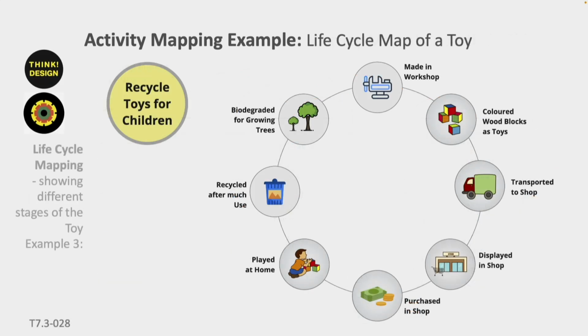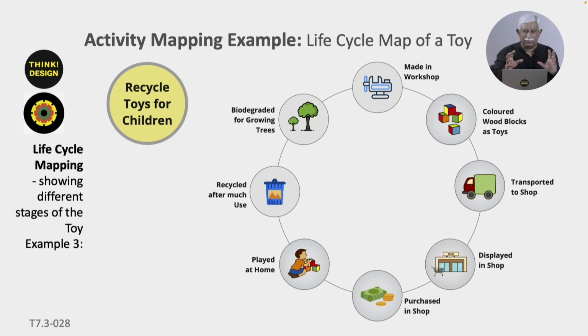Let's have a look at the life cycle map of a toy. You can start anywhere because it's kind of circular from what you see here. If you start with the trees, it's taken to the workshop, machined and colored and made into wooden blocks, and these become toys for children, which is packaged and then transported to a shop where it is displayed and then purchased by the parent typically, and then given to the child.